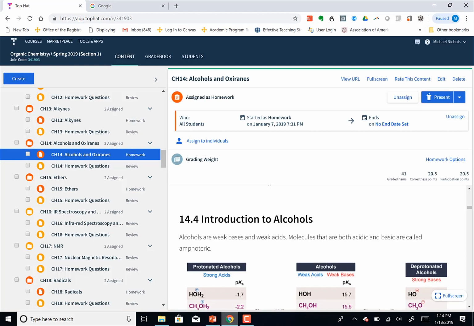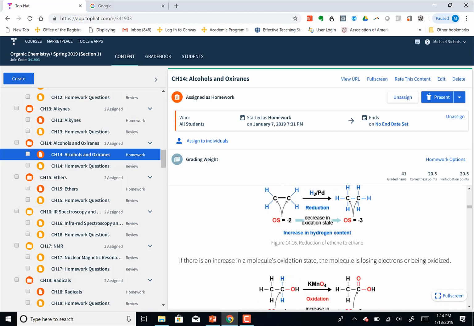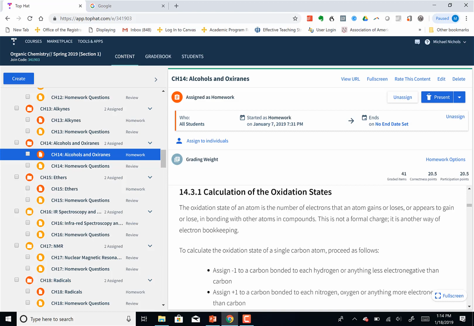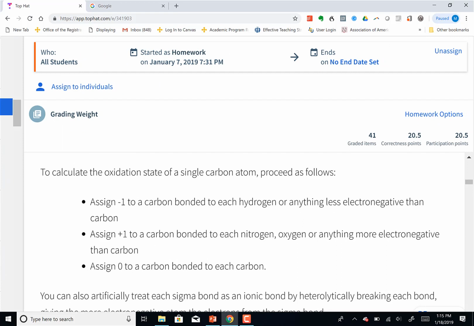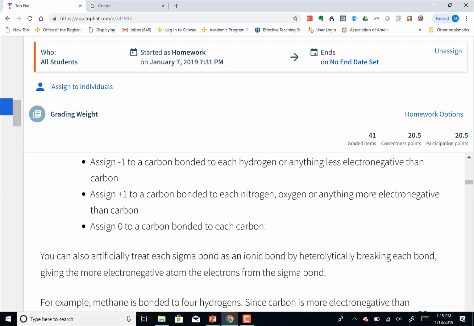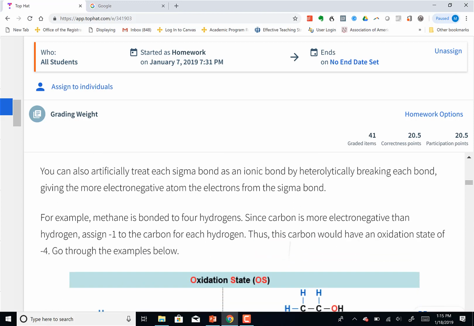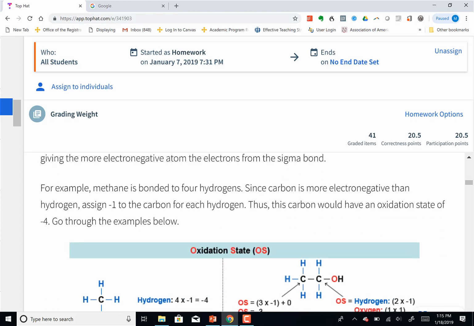Where's my book? Okay, assign -1 to carbon bonded to each hydrogen or anything less electronegative than carbon, +1 to each nitrogen, oxygen, or anything more electronegative, and 0 to each carbon. You can artificially treat each sigma bond as an ionic bond. I don't see anything about double bonds. So I think we treat the double bond as if it was one bond.